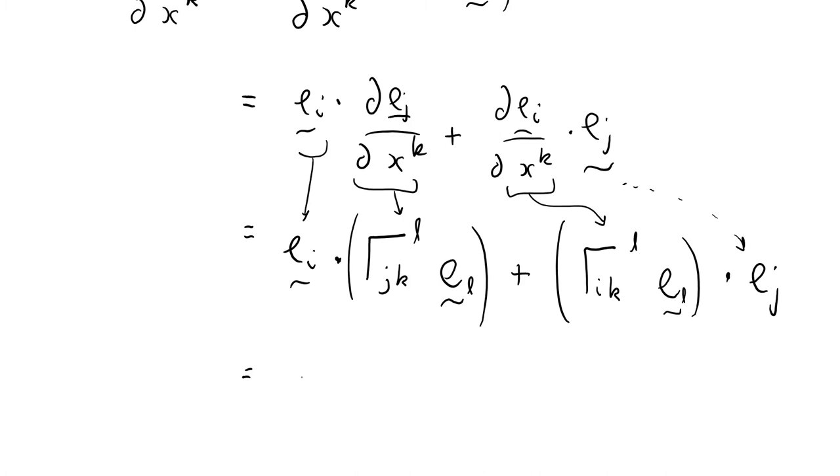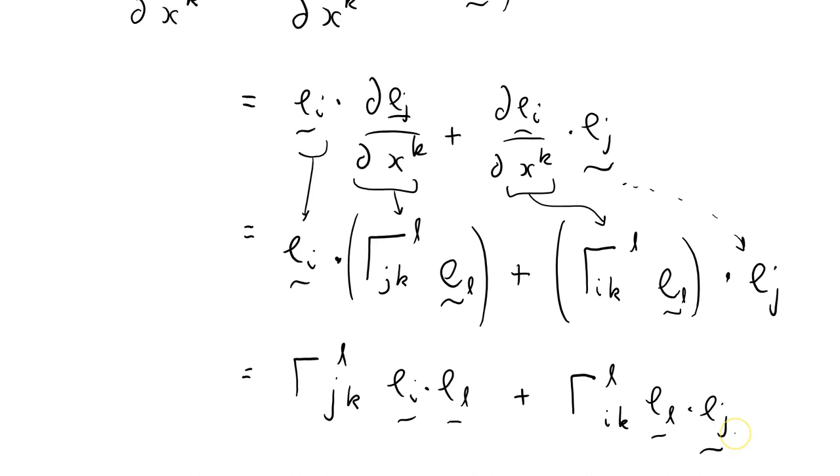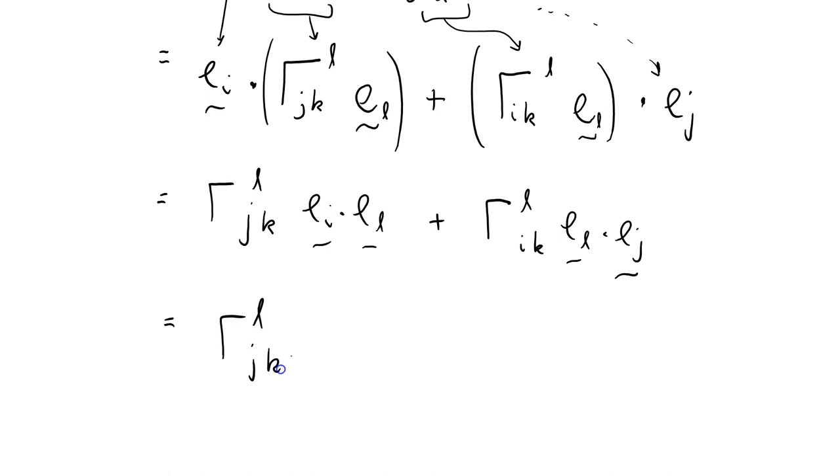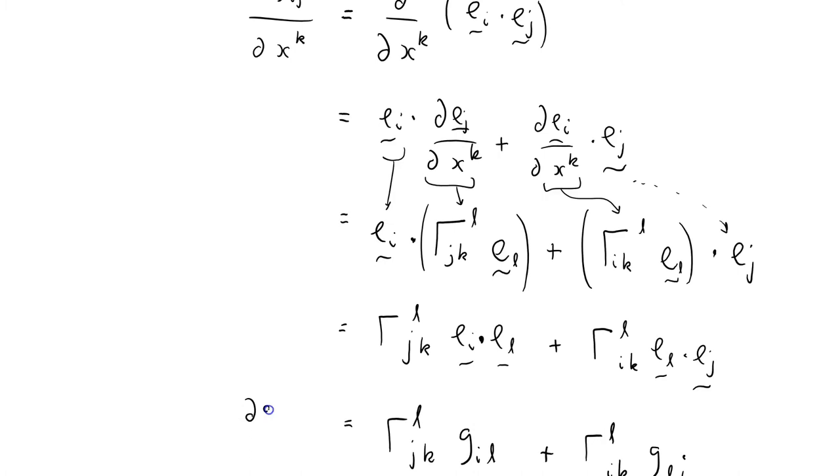Equals Γ^l_jk e_i dot e_l for the first term, plus Γ^l_ik e_l dot e_j for the second term, equals Γ^l_jk g_il for the metric tensor, because the metric tensor by definition is the dot product of all the coordinate basis vectors with one another, plus Γ^l_ik g_lj for the second term. And that equals, what does that equal? I can't remember now. Oh, here it is. ∂g_ij/∂x^k.